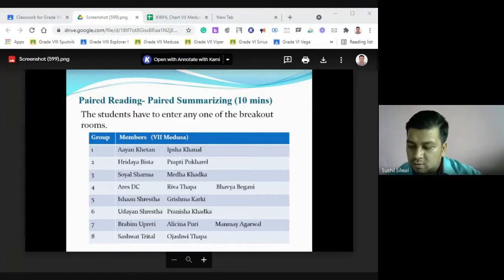Okay, I told you, those who are in group 1, 4, and 8, enter the group A link in the chat box. Those written as 2, 5, and 7, enter group B. And those written as 3 and 6, enter group C. So A is the first objective, B is the second objective, and C is the third objective. Based on that, see the KWHL chart written by your friends, and then start working on that.